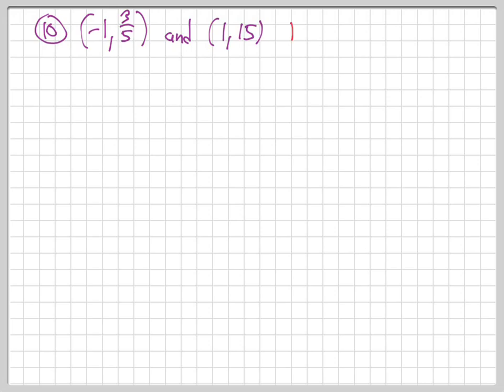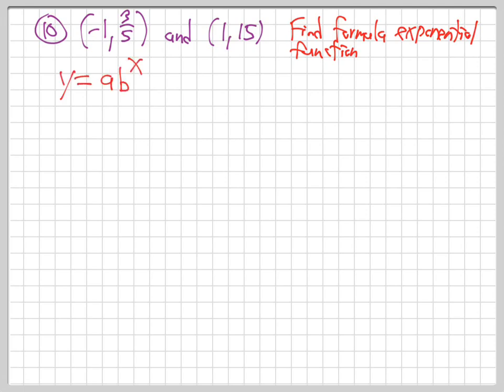They're saying find a formula for an exponential function. And we know exponential functions are of the form y equals a times b to the x, right? So that's the kind of thing we're looking for, a times b to the x. Okay, so how are we going to do this? Well, this is an x and a y and x and y.